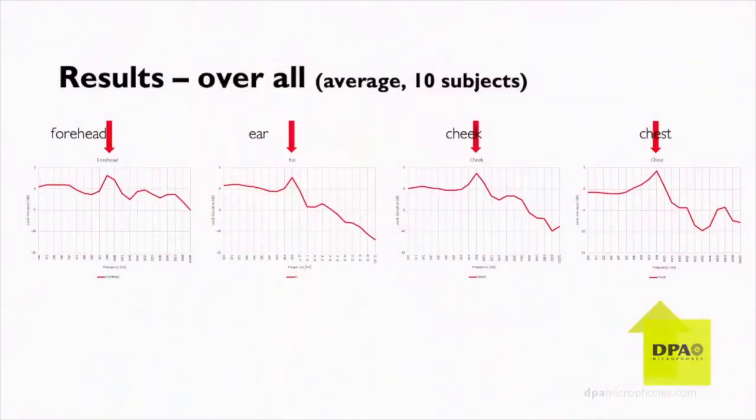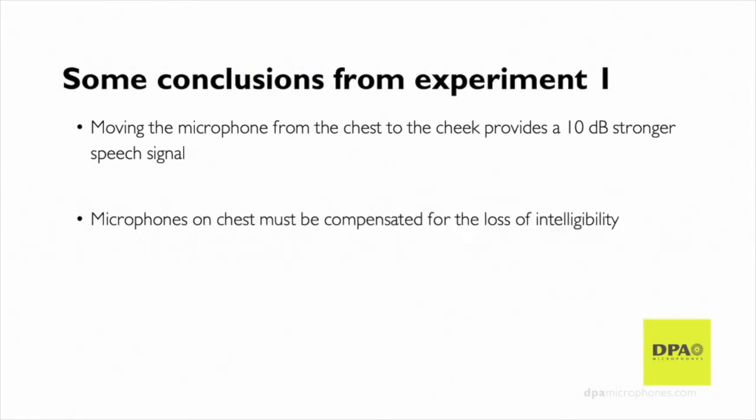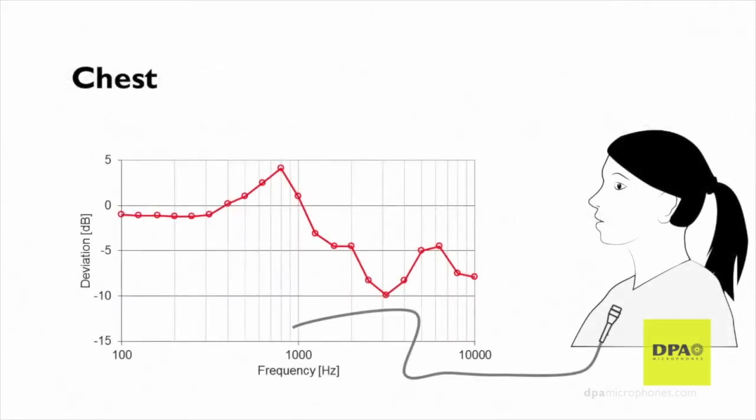So if that was sound coming from the chest, why is the sound also here? That just proves the point. Anyway, you see it here, all the peaks at around 800 hertz. So the conclusion is that if you place the microphone on the cheek, it provides a 10 dB stronger signal. And if you place the microphones on the chest, you must compensate for the loss of speech intelligibility.